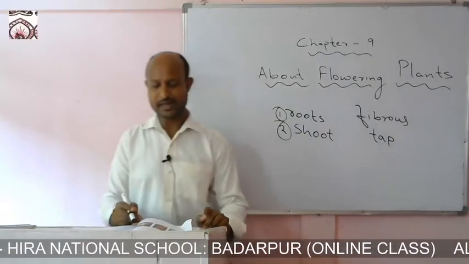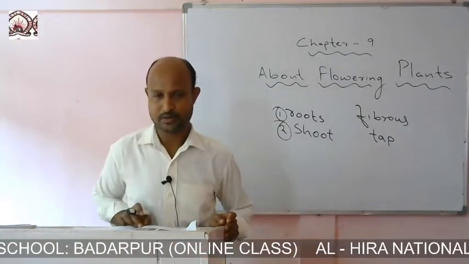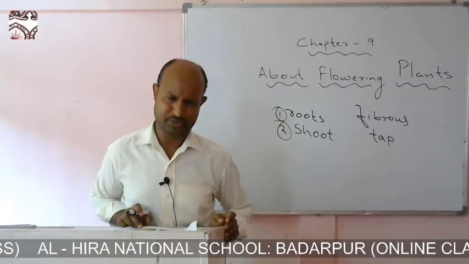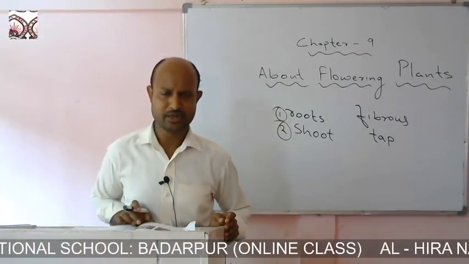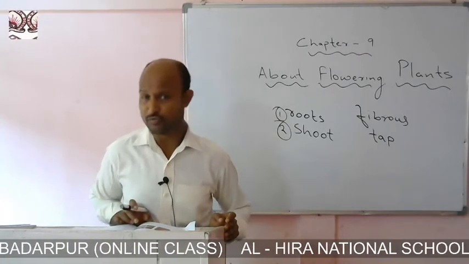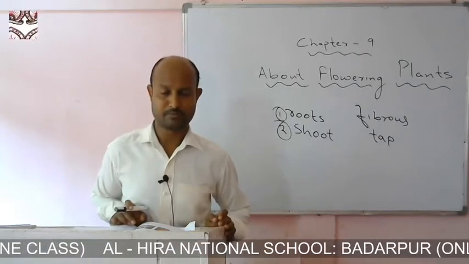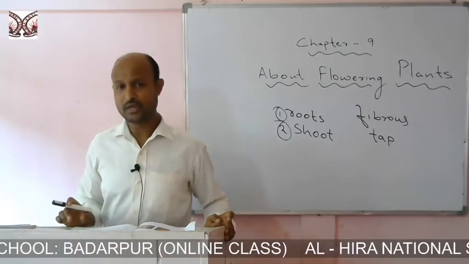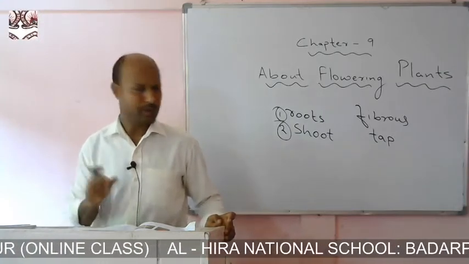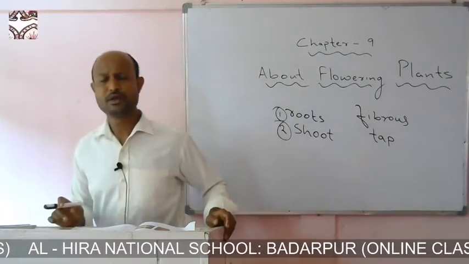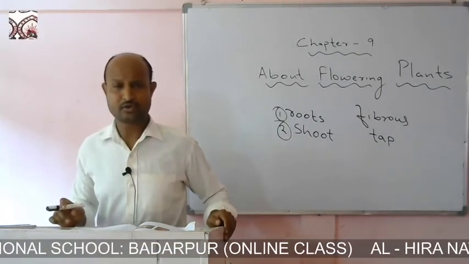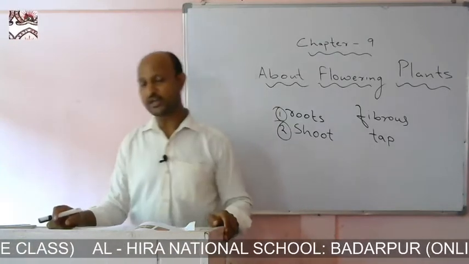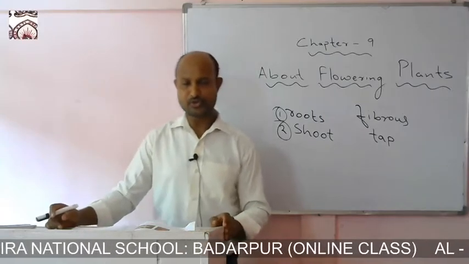Some other functions of the roots: it helps to store food. For example, carrot and radish are modified tap roots. They help in storing food. Sometimes when the plant has a shortage of food, it takes the food from its stored portion. In the carrot, the root is always swollen, which indicates that it has stored food in it. Likewise, in the case of fibrous roots, for example sweet potato and dahlia, they also have modified roots. Sometimes we eat this as food, because it has food stored in it.